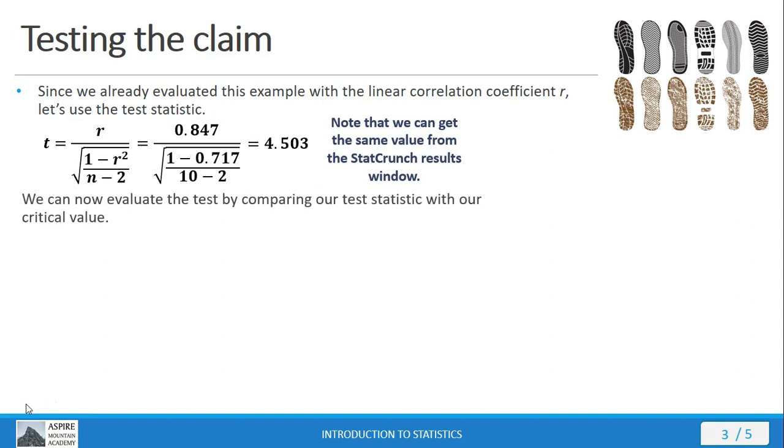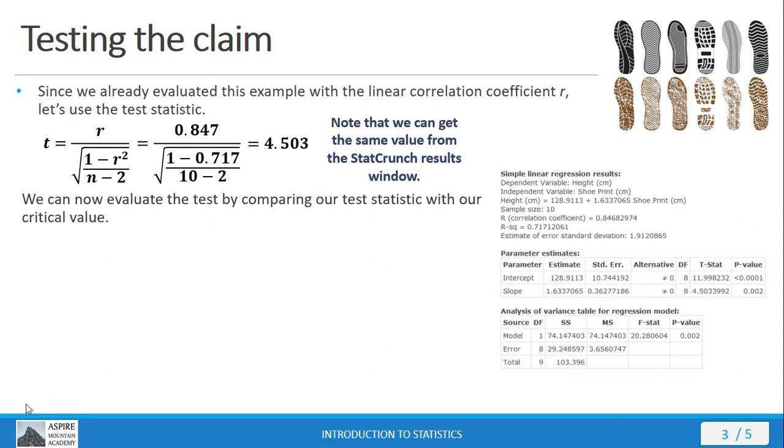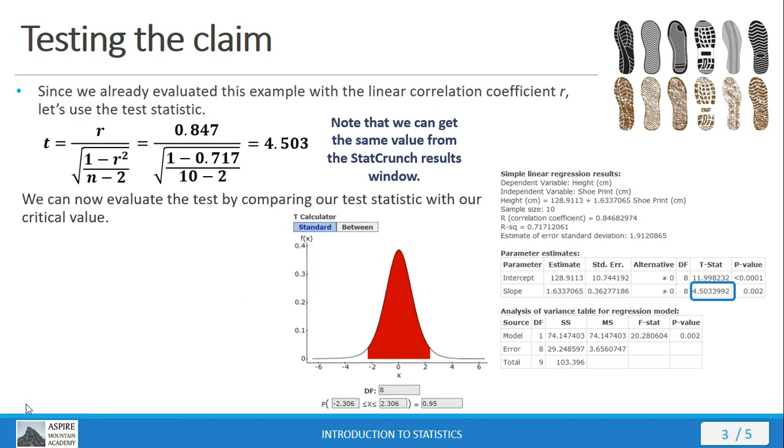We evaluate our test by taking this test statistic and comparing it with the critical value. Here's the output from StatCrunch. Notice here's where we get the test statistic. It comes out to be the same number as we calculated above. Now, to get our critical value, we go to our T calculator and we have a 5% significance level. So we set 95% in between the tails.